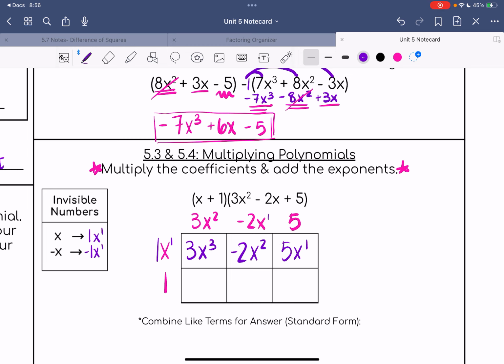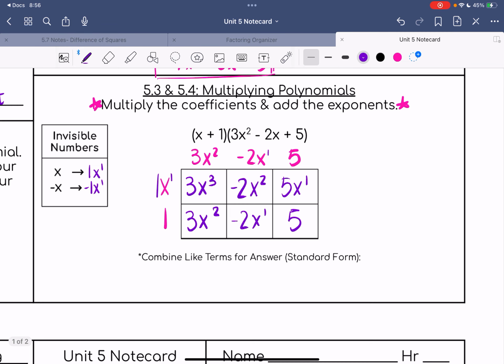Bottom left hand, we're just multiplying everything by 1. So 3x squared times 1 is still 3x squared. Negative 2x times 1 is still negative 2x. And 5 times 1 is still 5. Once we get things multiplied, we can combine like terms and put things in standard form.